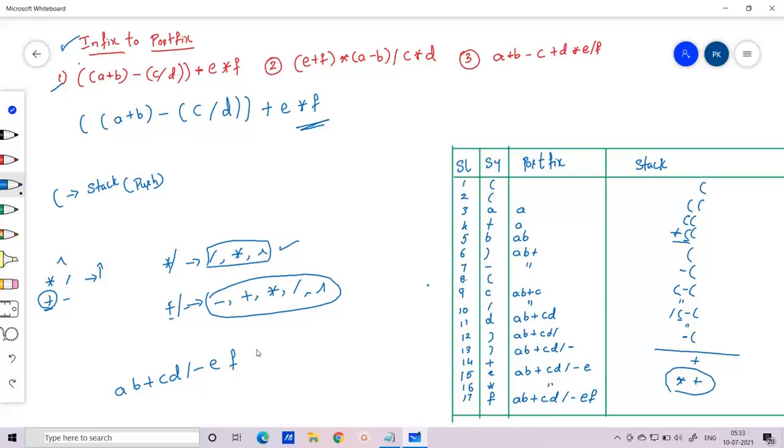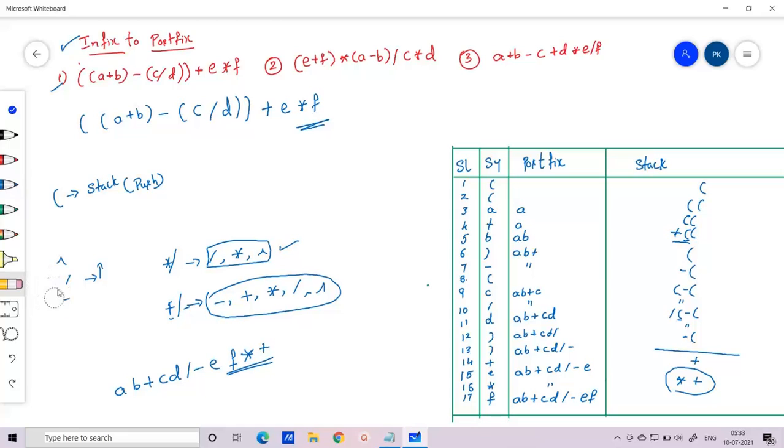First, the operator that should be removed is the multiplication symbol. As we know, the stack works in the form of last in, first out, and then it will be followed by plus. So this will be our infix to postfix conversion for the first problem. Hope everything is clear for you. You just go through the rules.